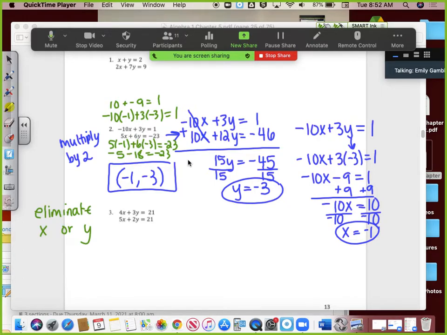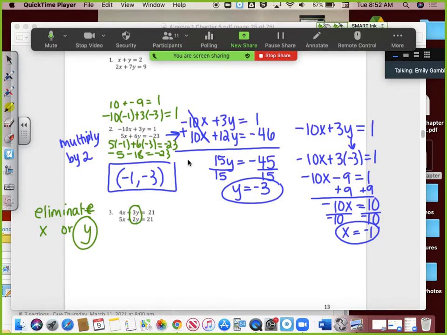Okay, we're going to eliminate y. So that means we need to focus on the y numbers. The y numbers are 3y and 2y. What you're trying to do is find the least common multiple that is a multiple of 3 and 2. You can always multiply them together and get one of the multiples, but you always want to use the smallest so that you're not making the numbers too large.